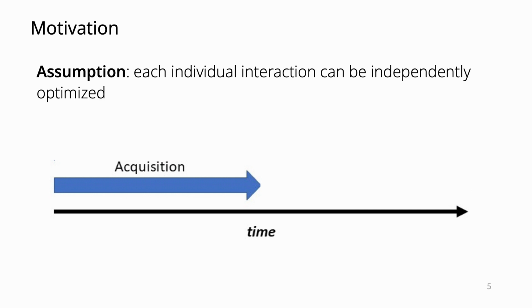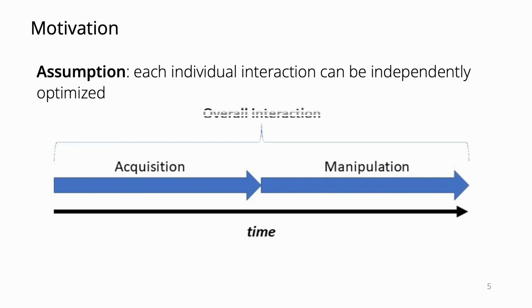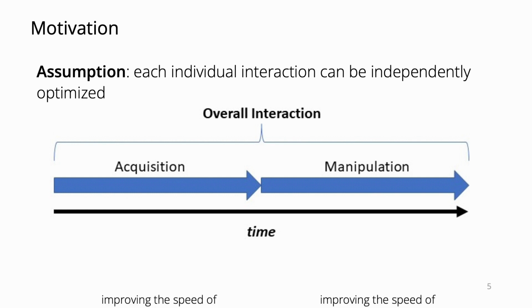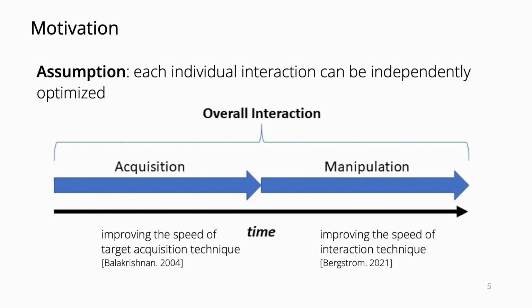Acting on an object is then a compound action comprised of first acquiring it and then performing the manipulation on it. We can then increase the overall efficiency of the interaction by making each of these subtasks more efficient via new target acquisition techniques or new manipulation techniques. Essentially, the assumption here is that each individual interaction can be independently optimized. But can we make such an assumption?